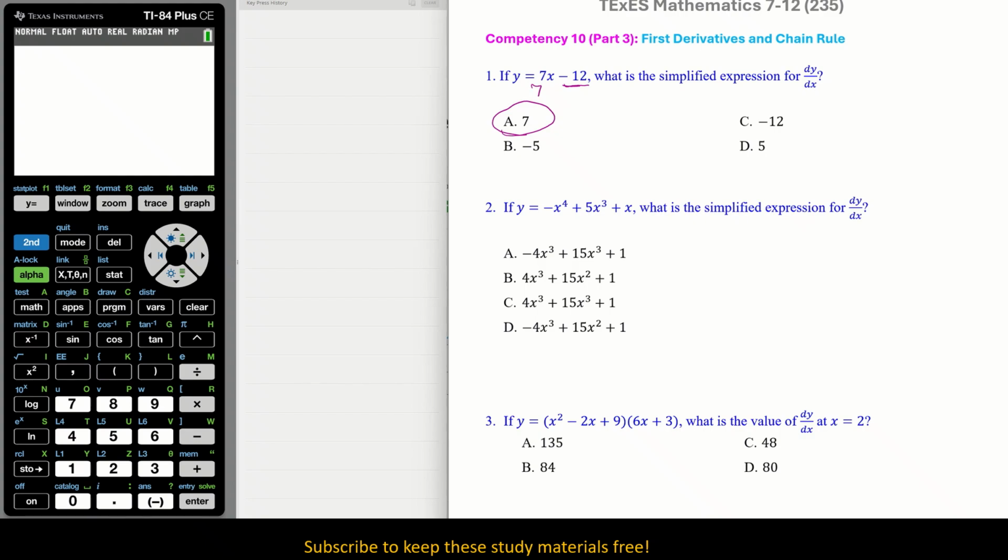Anyway, for number 2, if y equals negative x to the fourth plus 5x to the third plus x, what is the simplified expression for the first derivative? Okay, we do this term by term. The first term becomes negative 4x to the third. Any of these options that don't have that, mark them out. So now we're down to 2. And the second term is 15x to the second. So I will go ahead and pull that out and do a recap of the chain rule, okay? But just for this term, I'm not going to harp on it.